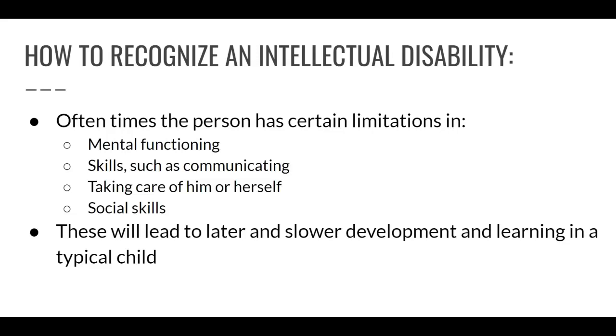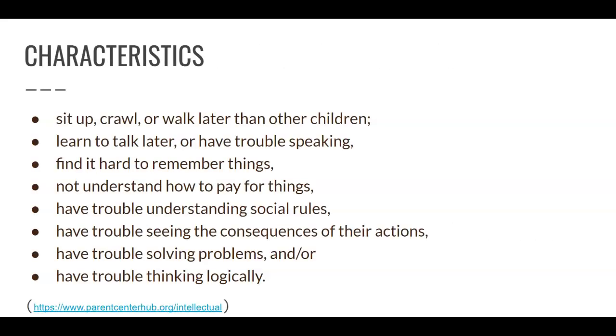Some of the key characteristic traits that I have here are that the person often has certain limitations in four things. The first one is mental functioning, next skills, such as communicating. The next one would be taking care of him or herself. We'll go over this a little bit later, but that's called adaptive, and also social skills. So all of these things combined often lead to later and slower development and learning in a typical child who has an intellectual disability.